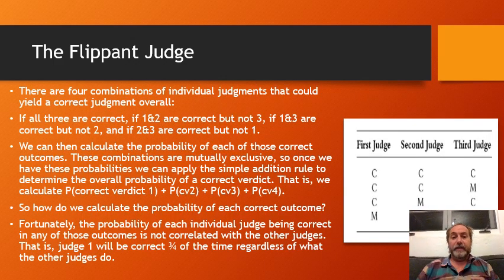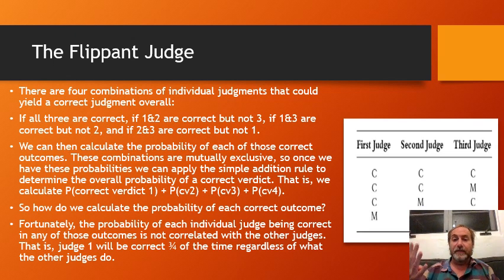Again, what's the probability they'll yield a correct judgment in a given case? Well, there are 4 combinations of judgments that could yield a correct verdict. If all 3 are correct, they'll give us the correct verdict. But remember, it's a simple majority, so only 2 of them need to be correct. Maybe Judge 1 and Judge 2 get it right, but Judge 3 gets it wrong. Maybe Judge 1 gets it right, Judge 2 gets it wrong, and Judge 3 gets it right. Or Judge 1 gets it wrong and the other 2 get it right. That's in the chart. Those are the 4 ways we could get a correct judgment.